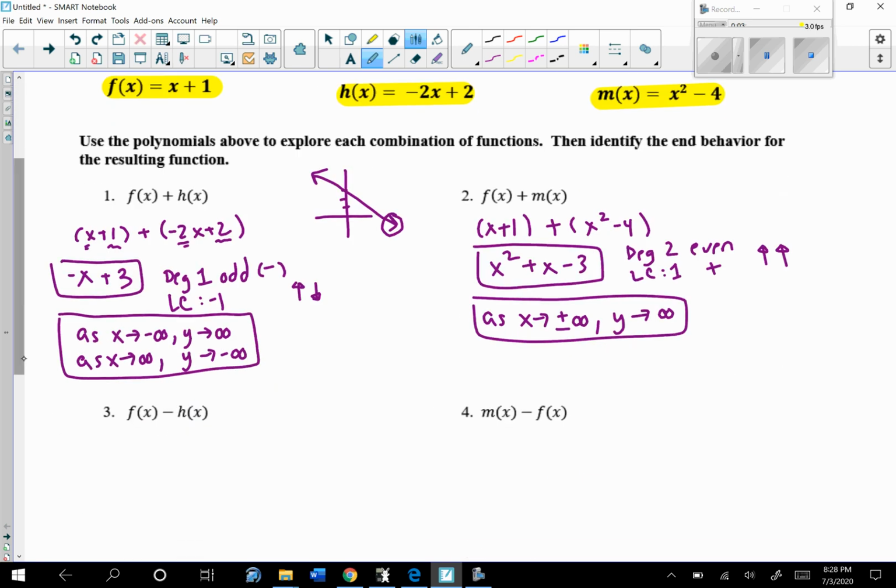Looking at the next ones, we have f of x minus h of x, and then for 4 is m of x minus f of x. So go ahead and do these two on your own. When you're done, pause and check your work.